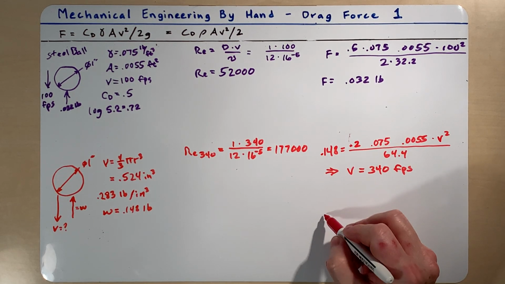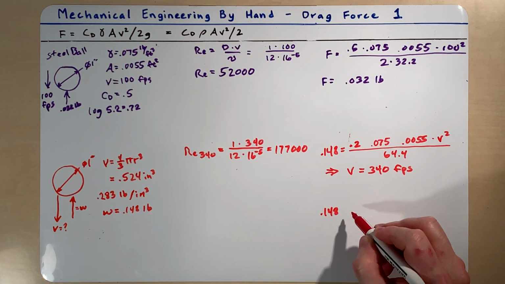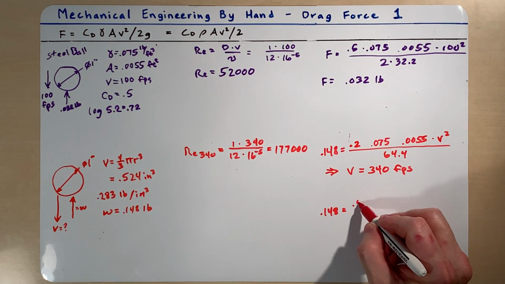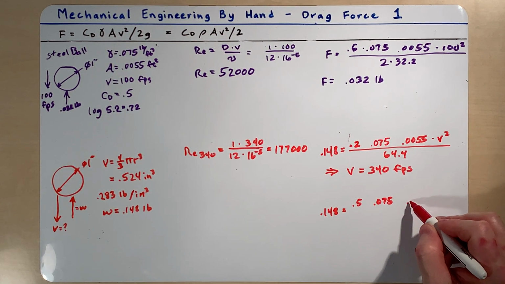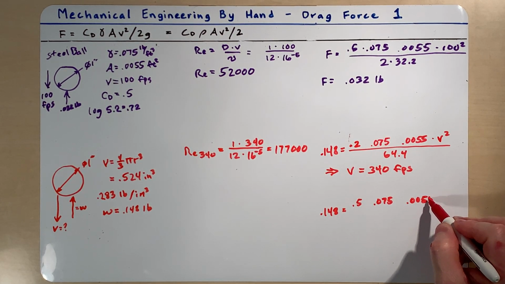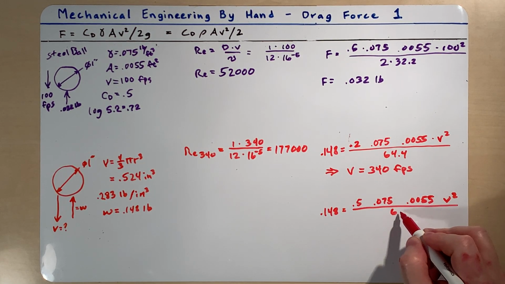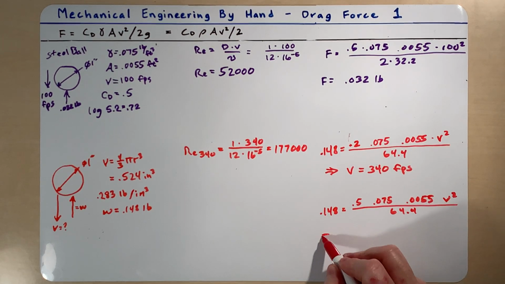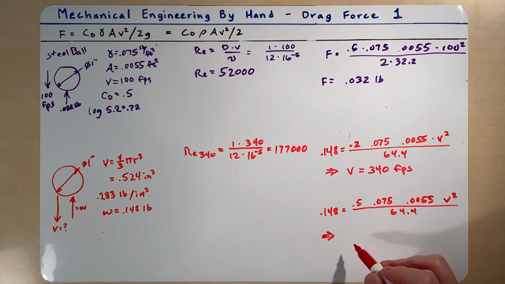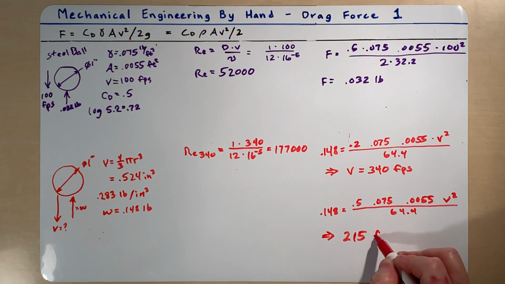So the drag force will still be 0.148, and then we have our new drag coefficient and specific weight of the air, area of the object, and we'll solve for velocity again and divide by 2g. So velocity is 215 feet per second.